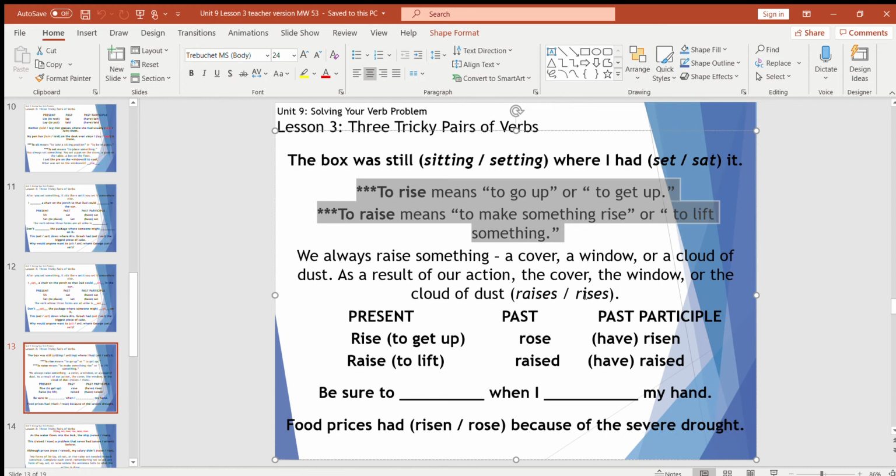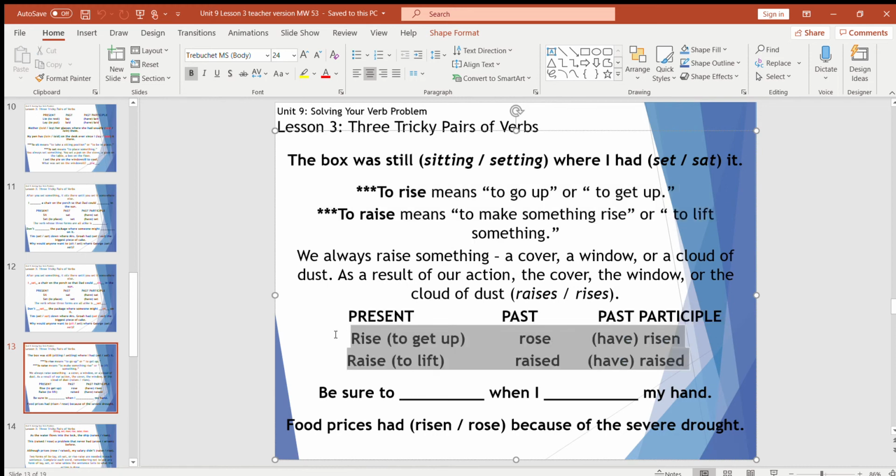So the conjugations to circle and highlight. In the present, rise, meaning to get up. In the past, you rose. In the past participle, you have risen. Versus in the present, you raise, like you lift something else. In the past, you raised it. In the past participle, you have raised it. So again, past and past participle, they match each other with raise.